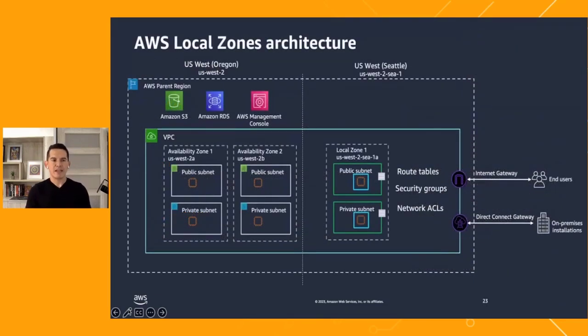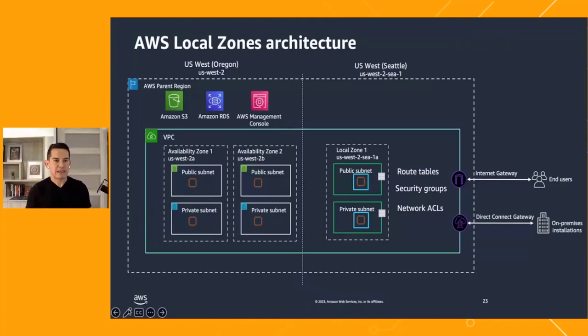Here we have the AWS Local Zones architecture. With AWS Local Zones architecture, what we have is the extension of the VPC that starts in the region and can be extended toward the local zones. In this example, we have the region, which is US West in Oregon, but the local zone is located in Seattle. When you create a subnet in the local zone, your VPC is extended to that local zone, and your VPC will treat this subnet as any other subnet in availability zones.